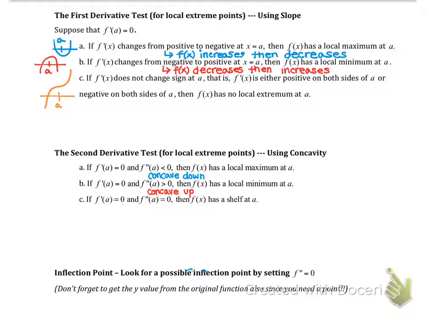Then this is a new part C here. It says if the first derivative at the value a equals 0 and the second derivative equals 0, then it has a shelf. And that is the picture that I just drew above, where it would increase and then kind of have a shelf right here.